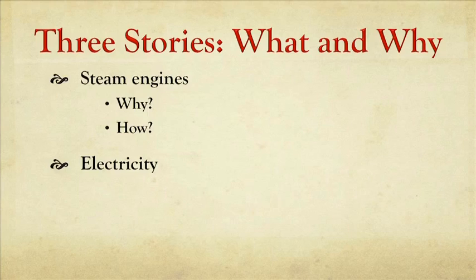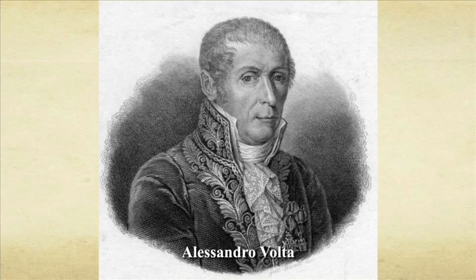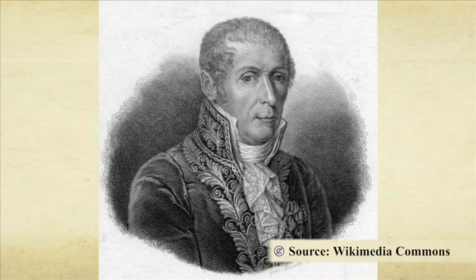Okay, let's try another story. Electricity. How does that work? Well, again, you've got discoverers. I'm going to introduce you first to this Italian gentleman. Alessandro Volta lives in northern Italy. You've probably heard of a volt. Yeah, same guy. So Alessandro Volta, he's the first person to figure out how to create electricity by making a battery that combines different metals with acids.